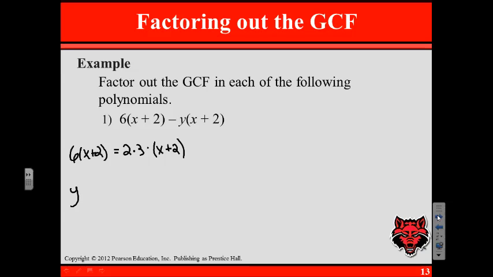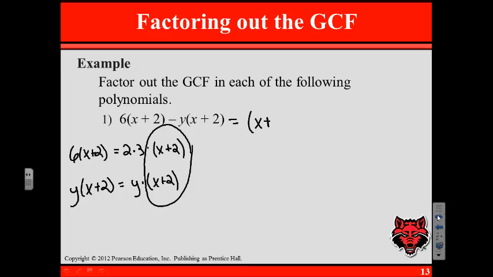When we look at the second term, y times x plus 2, its prime factorization would just be y times the factor x plus 2. And so in this case, we would say that the first term and the second term have an x plus 2 in common. Anytime we are rewriting a polynomial, we write the greatest common factor first, which in this case would be x plus 2, times the resulting polynomial. We find that by taking the original terms and dividing them by the GCF.